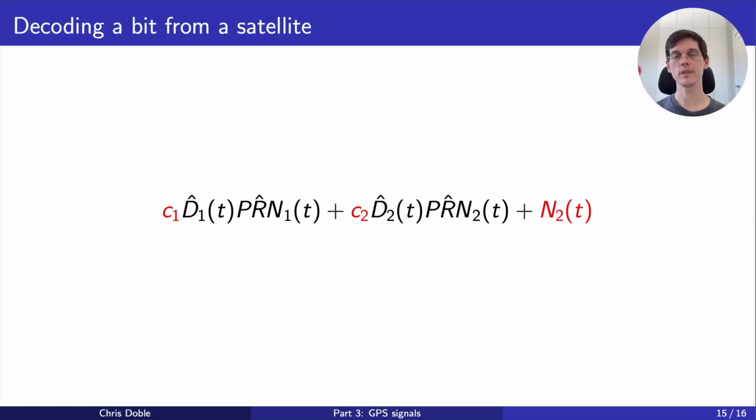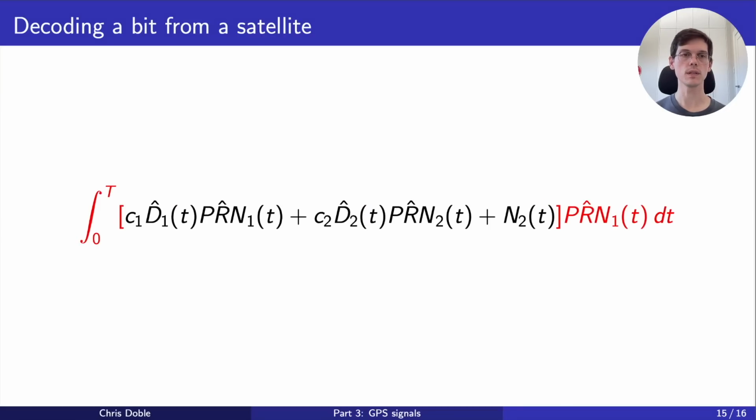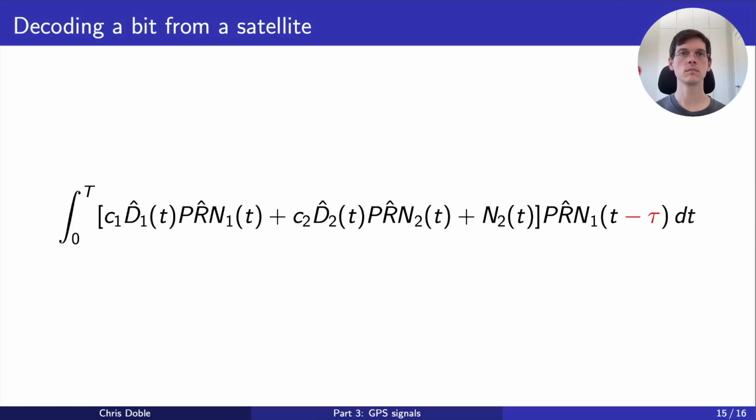So what happens if we record this signal for a short period of time, capital T, and calculate its correlation with a copy of satellite 1's PRN code over that period? Well, we get this integral. Our copy of the PRN code might not be perfectly aligned with the PRN code within the signal, so we'll offset it by some shift in time, tau. If we distribute the PRN code term and split the sum into 3 integrals, we get the following.